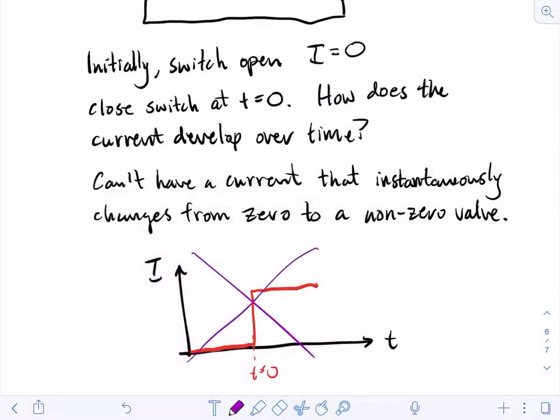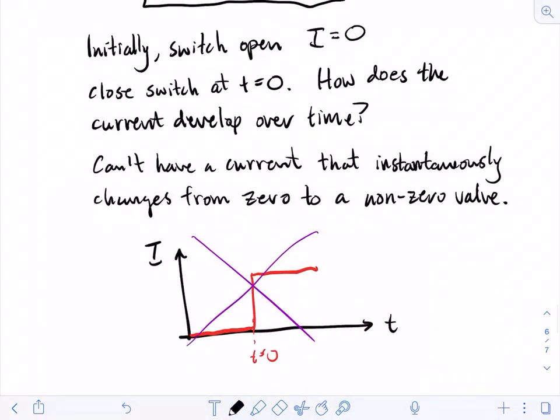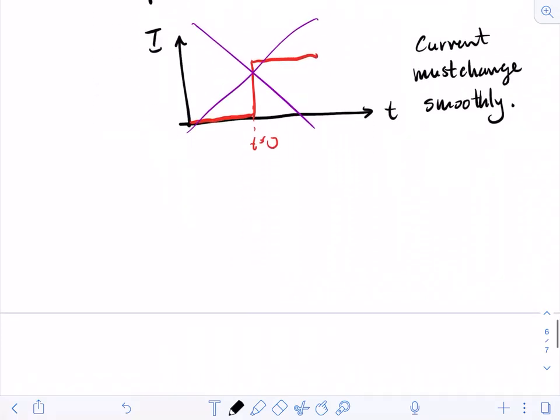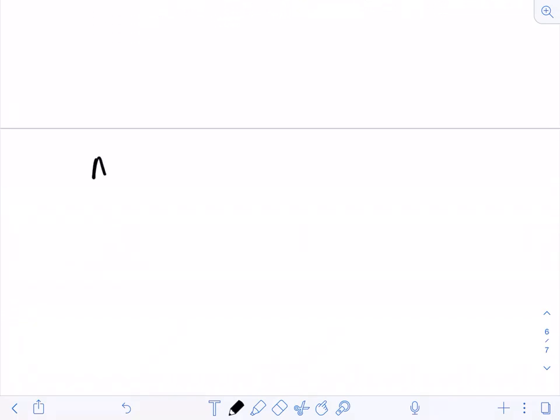So what we're going to try to do is figure out how the current evolves when the switch is closed. The current must change smoothly. And so, for example, we could ask, what determines how quickly the current is going to change? Okay, so here's the analysis of the RL circuit. Again, it will have some similarities to our analysis of the RC circuit.